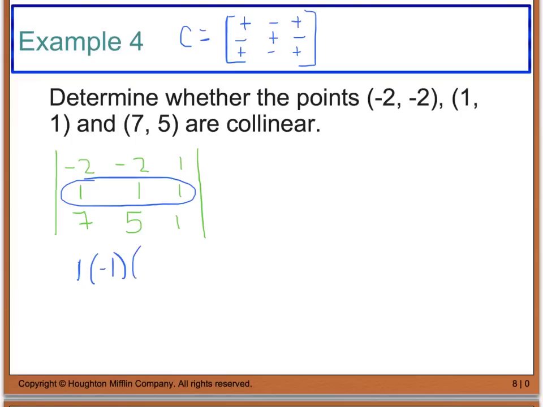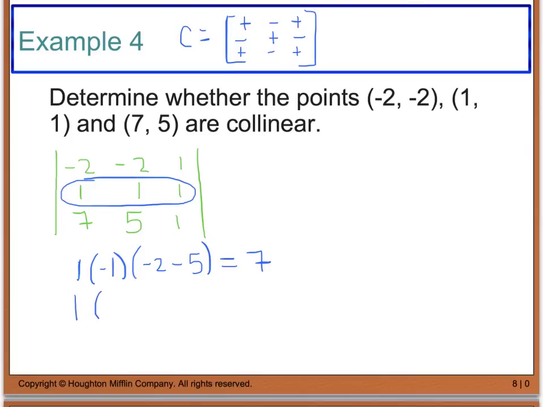So if I cross out the middle row, first column, I see that I've got -2 times 1, which is -2, minus 5 times 1, which is 5. And if I simplify that, -2 minus 5 is a -7. Multiply that by a -1 and I get a +7.